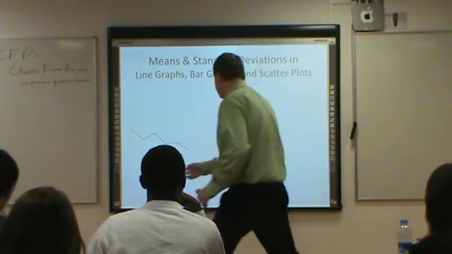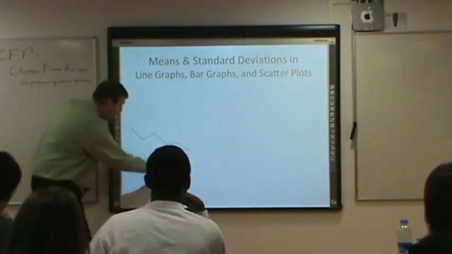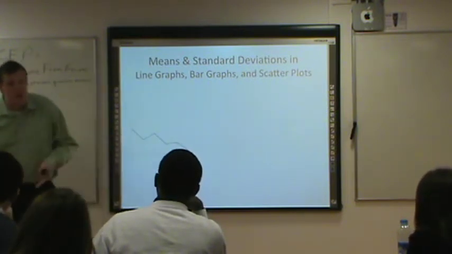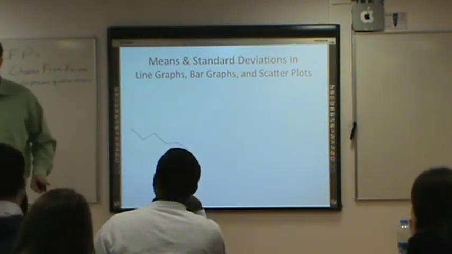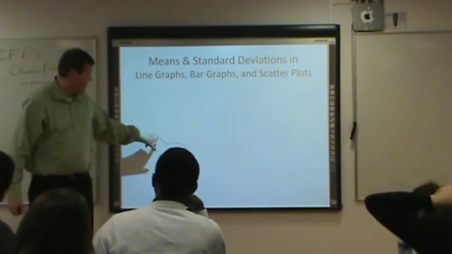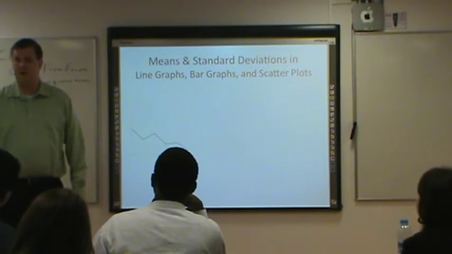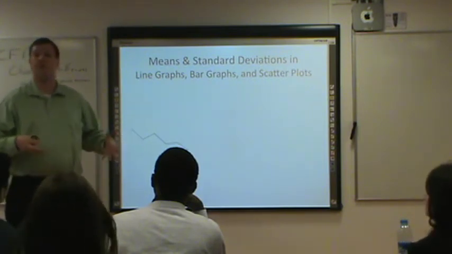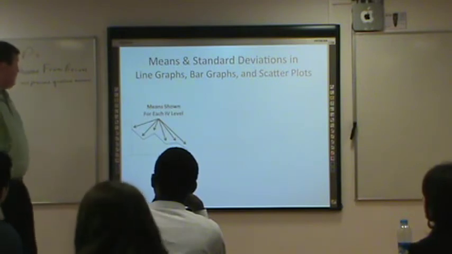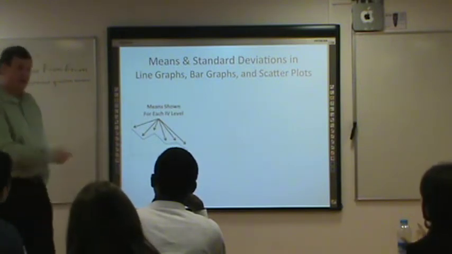Right? So for each of these points, remember we had 0, 1, 2, 3, 4, 5 here? Each of these points represents the mean for that group of people. If we collapse over all the different groups, we have a mean somewhere about there, if we have the same number of people in each of those groups. So the means are shown for each independent variable level, for each factor level.